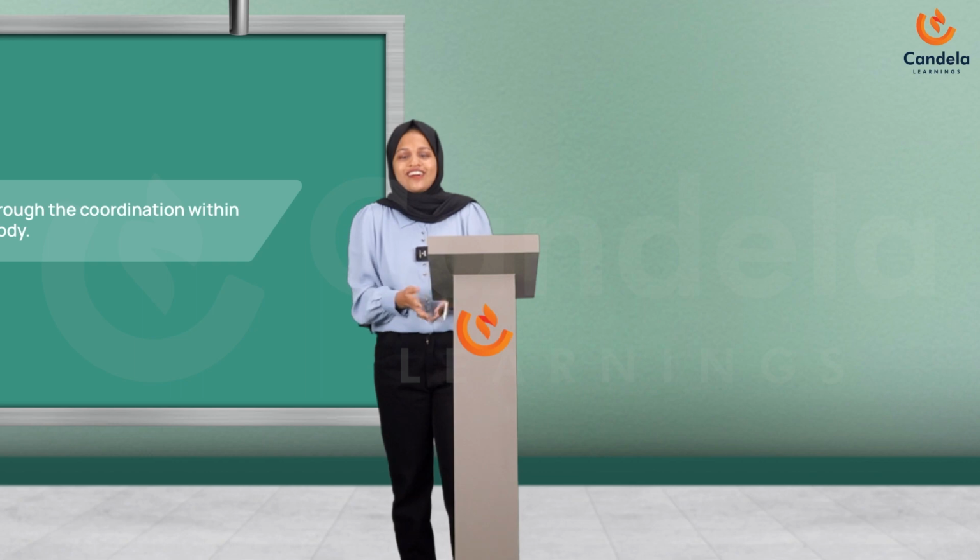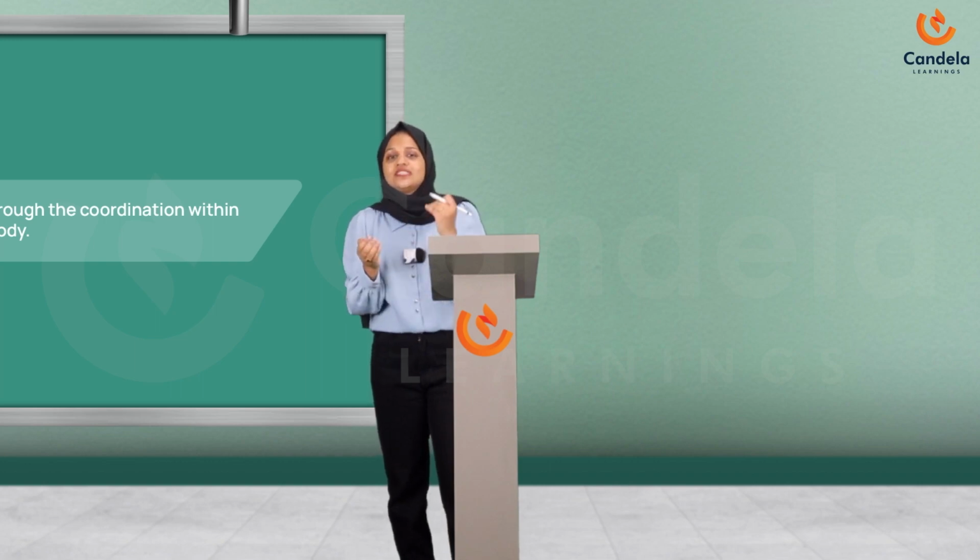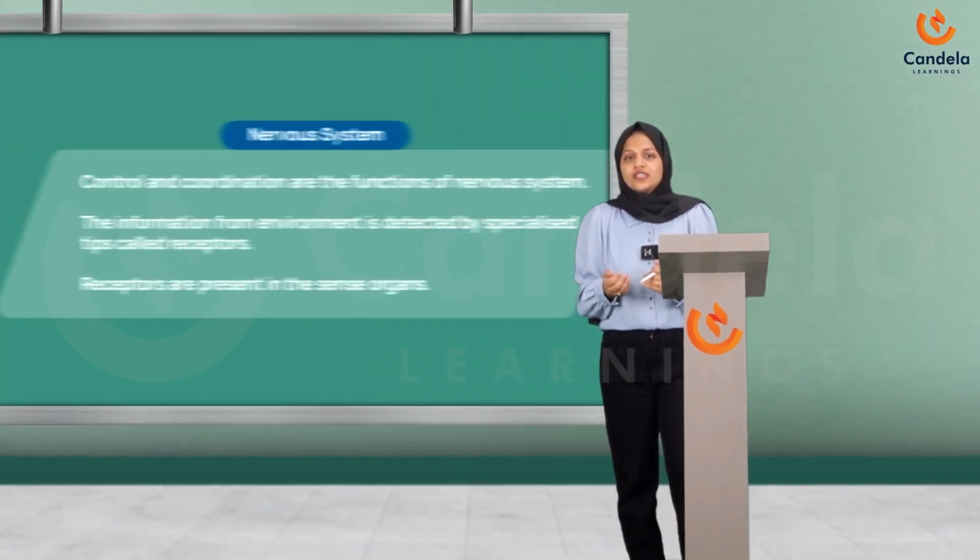Now, who is that great coordinator or the decision maker in our body? Yes, of course, it is the human brain. Now, where is the human brain located, children? Yes, it is located in the nervous system. And in which part of the nervous system?